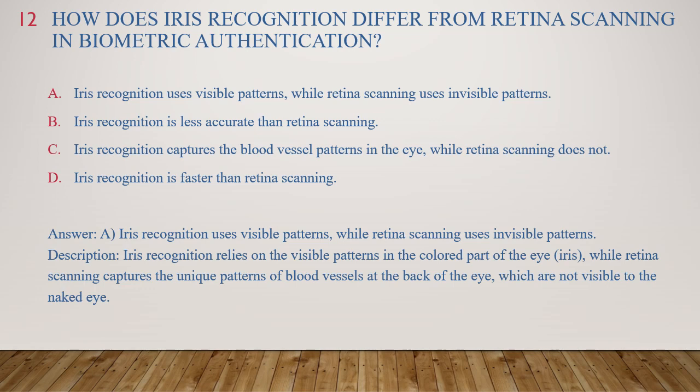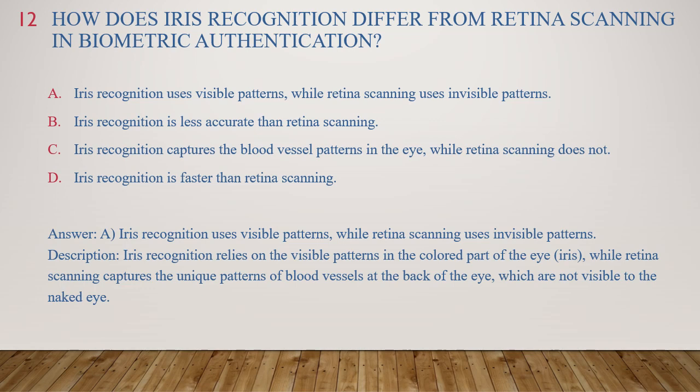Iris recognition and retina scanning are both biometric authentication methods used for security purposes, but they differ in the way they identify individuals. Iris recognition focuses on the visible patterns present in the colored part of the eye known as the iris. This method captures high-resolution images of the iris to create a unique biometric template for each individual. On the other hand, retina scanning involves capturing the unique patterns of blood vessels located at the back of the eye, which are invisible to the naked eye. Retina scanning technology uses infrared light to create a detailed map of the blood vessel patterns for authentication.